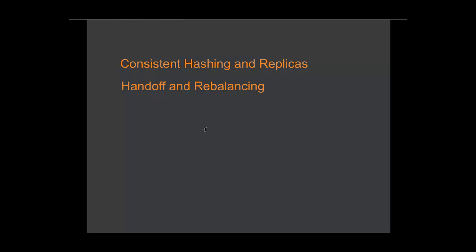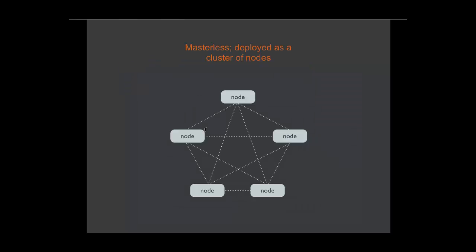So we mentioned that Riak focuses on availability, scale, and fault tolerance. So let's go into a little more detail about how we do that. For one, Riak is a completely masterless system. You can read and write to any node, and when a node fails, the system remains available. It's deployed as a cluster of nodes, and we recommend having at least 5 nodes in your cluster to begin.